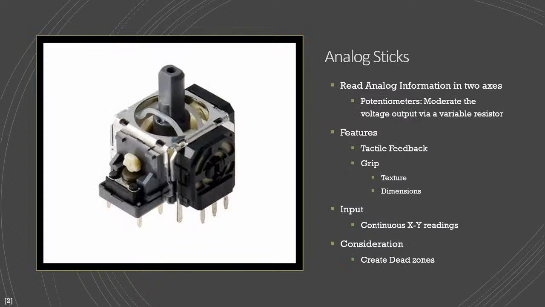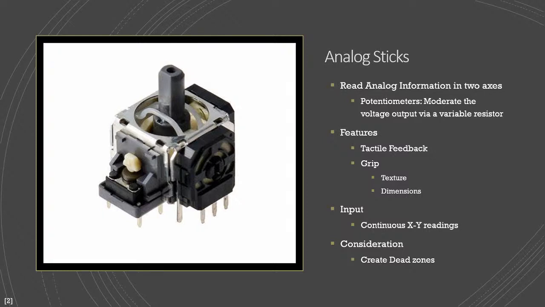All right, analog sticks. So analog sticks are very simple. They are two potentiometers which moderate voltage by using a variable resistor. And the analog stick takes advantage of two of these so that it can read the Y and X.